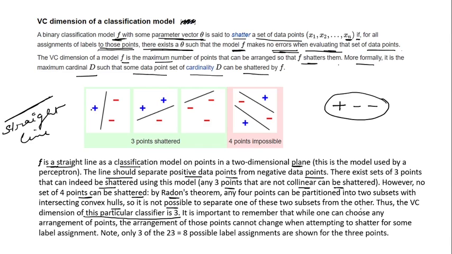So if somebody asks, here you can see that this is the blue one, and this is the red one, this is the red one, this is the straight line.